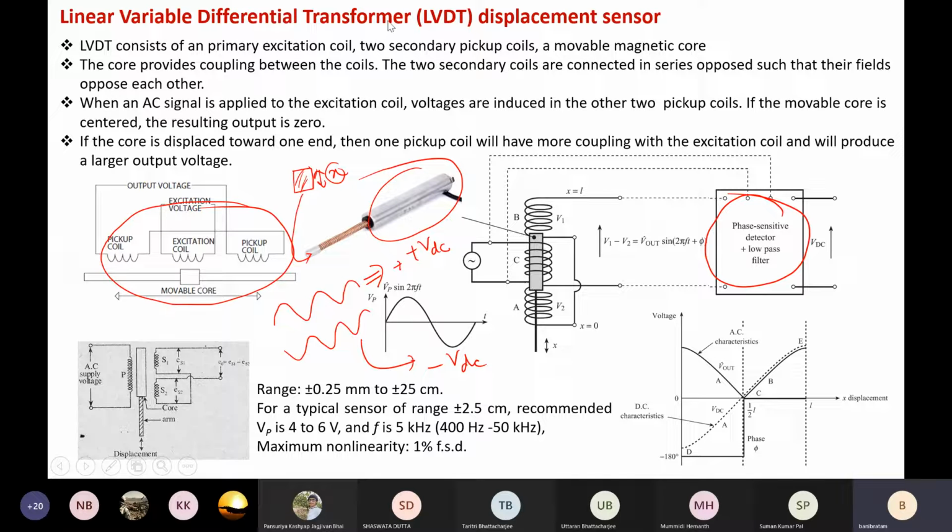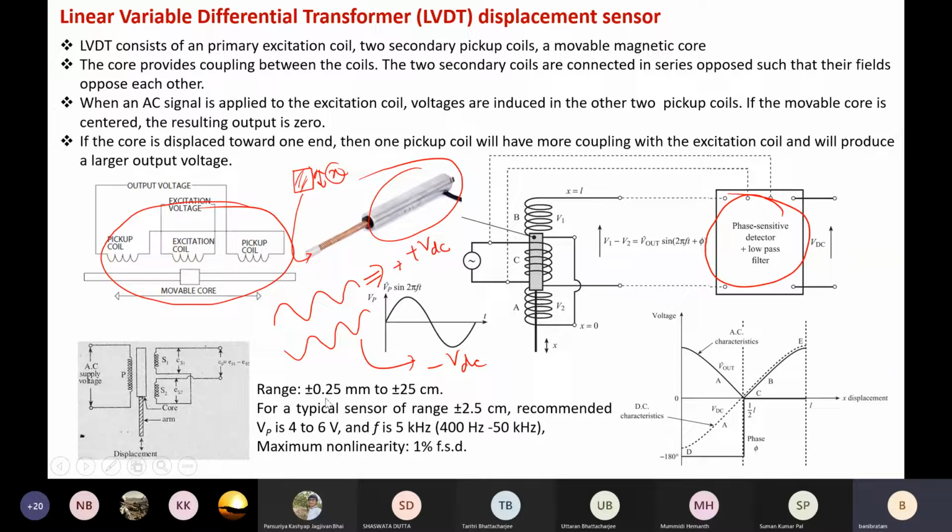So that's why for the LVDT we require a dedicated signal conditioning circuit, which will detect the phase, and then that phase detector output will be fed to a low pass filter to give the DC output. Okay, so those are the salient signal conditioning circuits required for the LVDT.